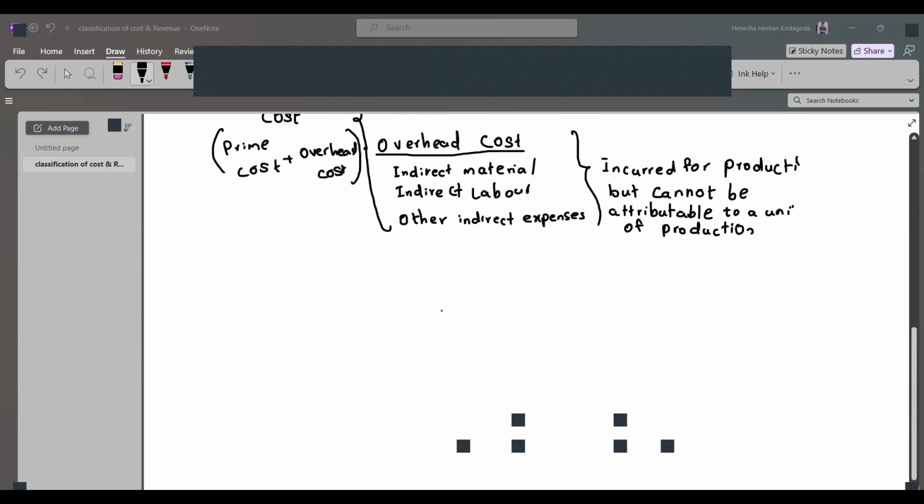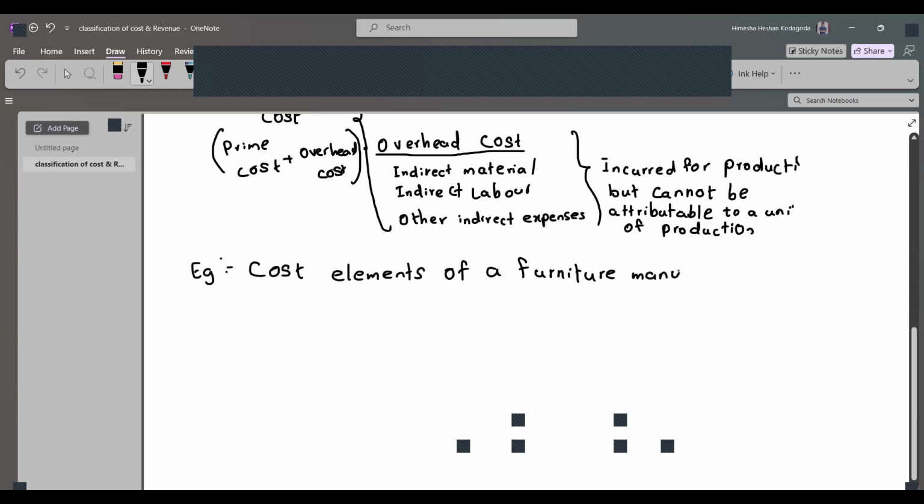Right? Okay, let's write some examples. Write examples. Number one, cost elements of a furniture manufacturing business.